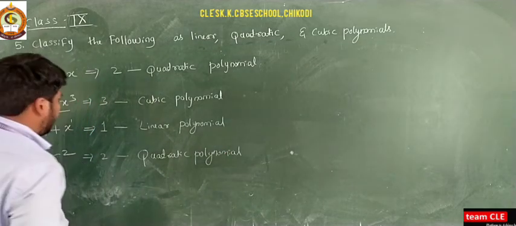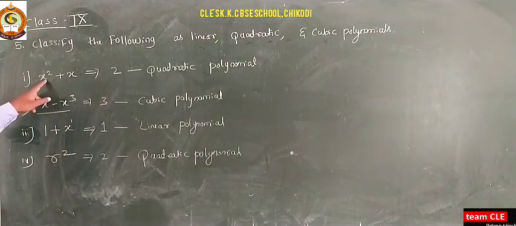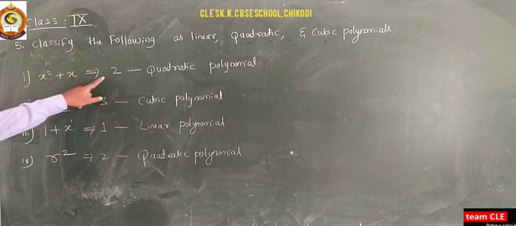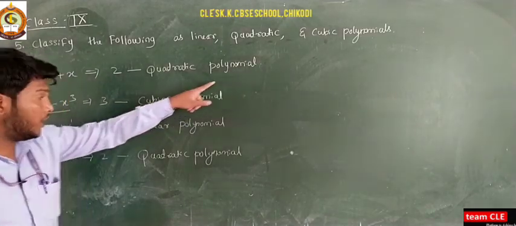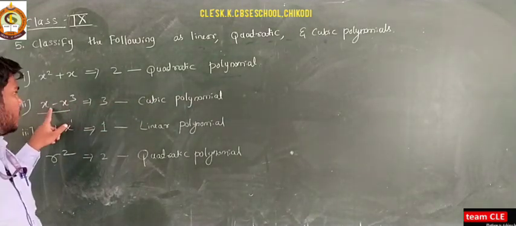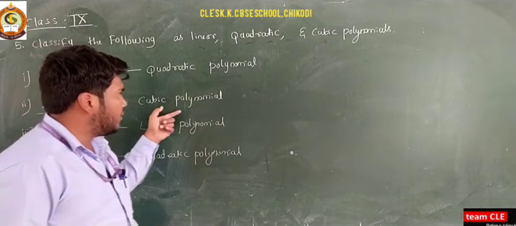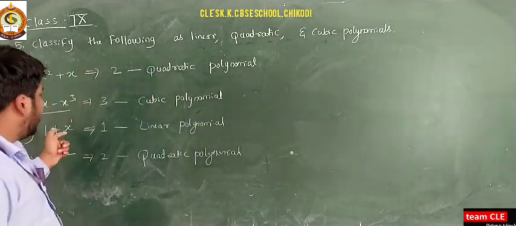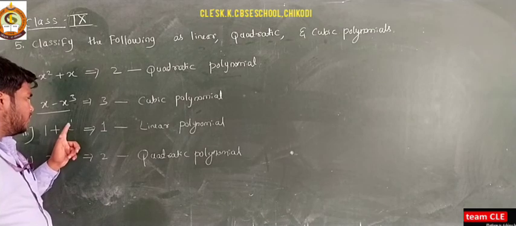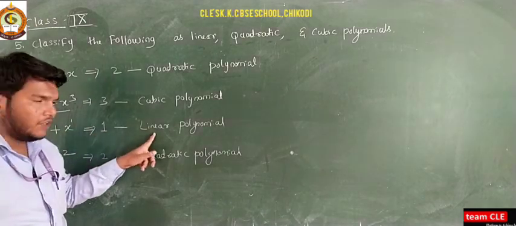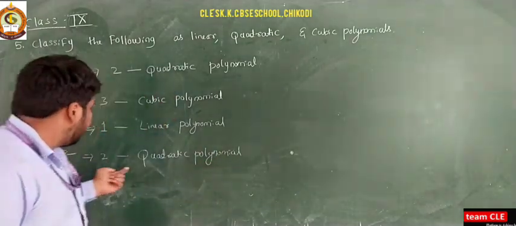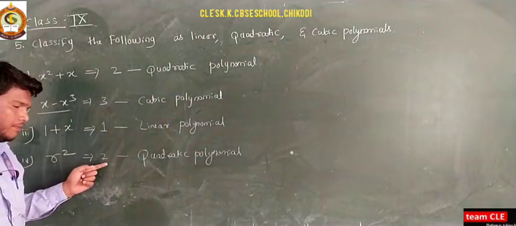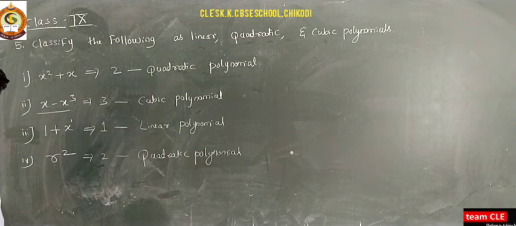You have to solve by yourself. Please note down these problems. The first one says x square plus x, the highest power of the variable is 2, so it is a quadratic polynomial. Similarly, x minus x cube, the highest power of the variable is 3, hence we can say it is a cubic polynomial. Similarly, 1 plus x, x raised to 1, the highest power is 1, so it is a linear polynomial. Also r square, the highest power is 2, hence it is a quadratic polynomial. Please note down, this completes your exercise number 2.1, and please follow the video and note down the exercise.